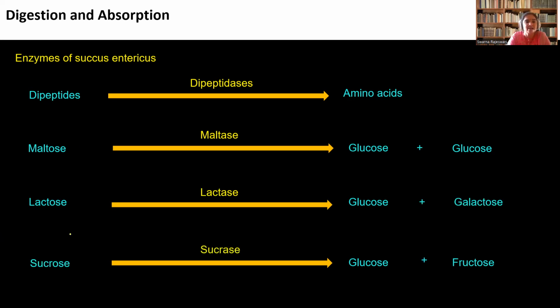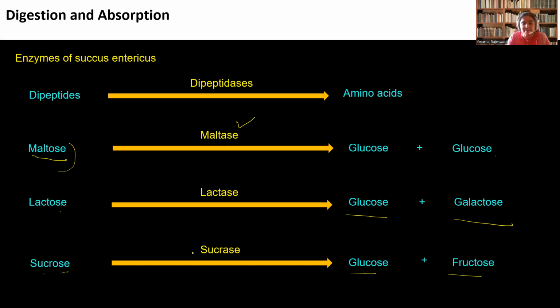Maltose, lactose, and sucrose. Maltose is a disaccharide made of two glucose molecules. This maltose is acted upon by the enzyme maltase and is converted into glucose and glucose. Lactose is also a disaccharide, made up of glucose and galactose. When the lactase enzyme acts on lactose, it is converted into glucose and galactose. Then sucrase is an enzyme which acts on sucrose and converts it into glucose and fructose, because sucrose is a disaccharide which contains glucose and fructose.